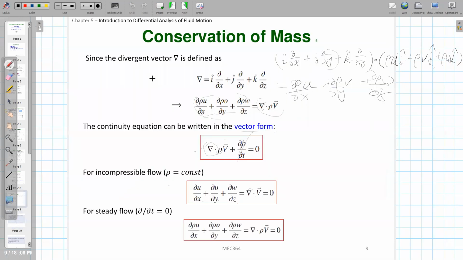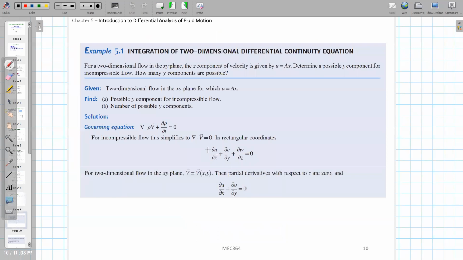For incompressible flow, this will be the mass conservation: partial u partial x, partial v partial y, partial w partial z, you add them together equal to 0. This is the differential form. Also because it's 2D, only in x, y, this term goes to 0, since nothing changes in the z direction. So the equation becomes partial u partial x plus partial v partial y equal to 0. And u is given, u equals Ax. The question is asking how to find v.